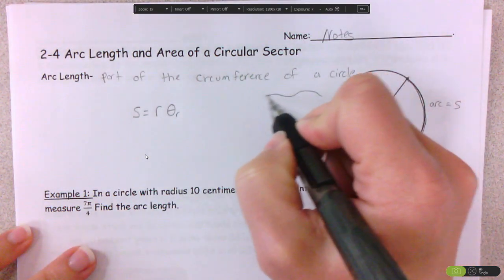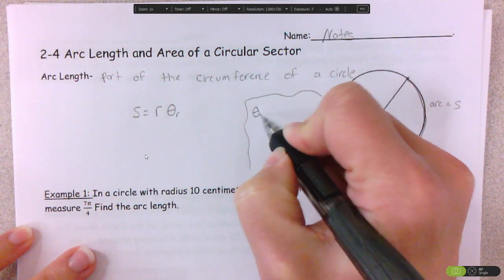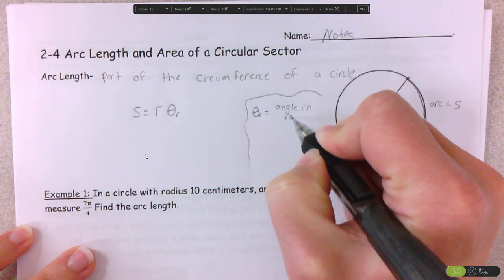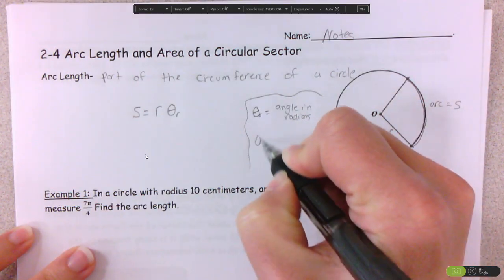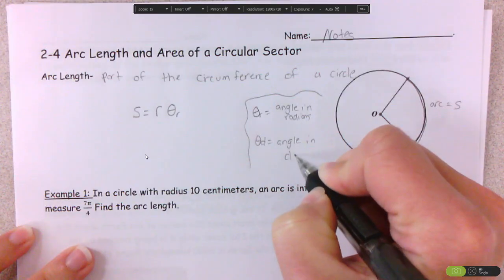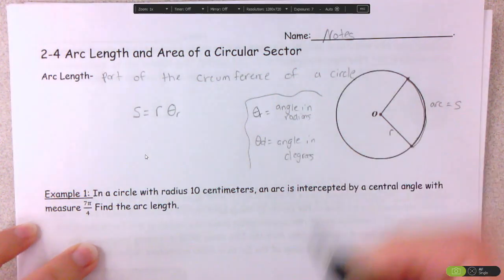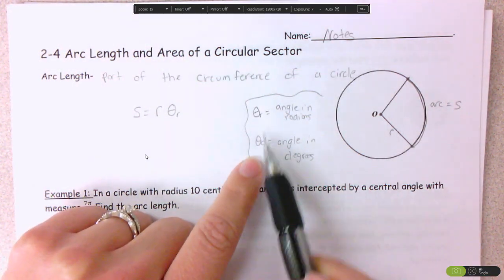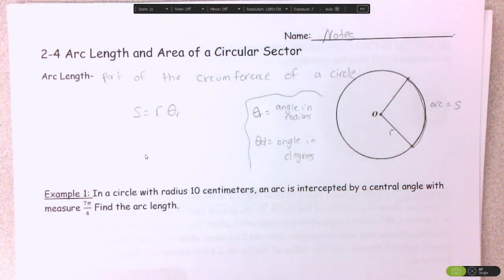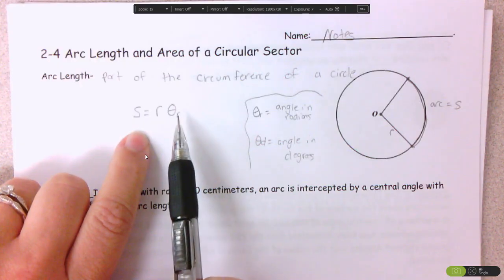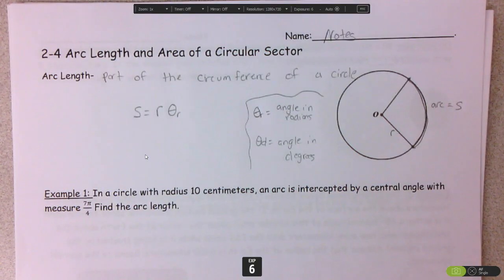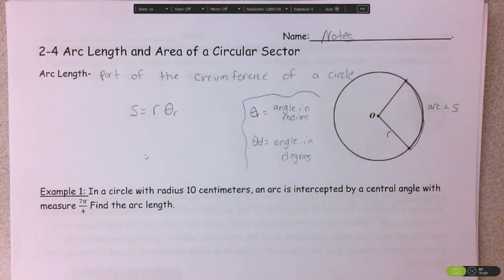Just a side note, the theta sign with a little r is the angle in radians. And if you see theta with a little d, that's the angle in degrees. Okay, so just keep that in mind. It's just a little subscript r and d, and that makes a big difference when we're solving these. Some formulas only take the angle in radians. Other ones will take the angle in degrees. So just pay attention to that.